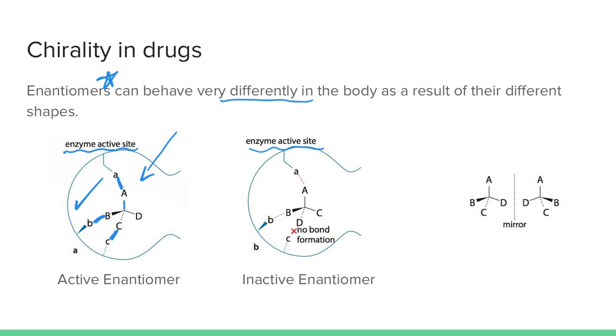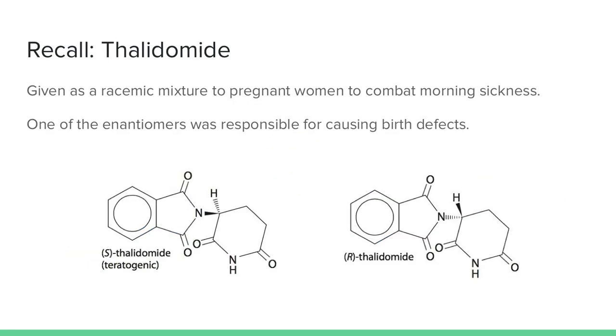But if you had its stereoisomer, it would come in and bond A with A and B with B. But because of the chirality and the flip in terms of the mirror image here, D would line up with C, so no bond would form there, making that the inactive enantiomer. So chirality does play quite an important part in how the different enantiomers can behave in our body. And we saw that with thalidomide.